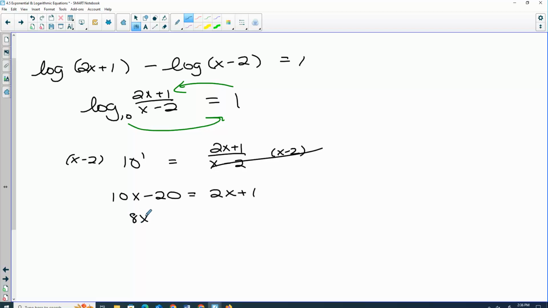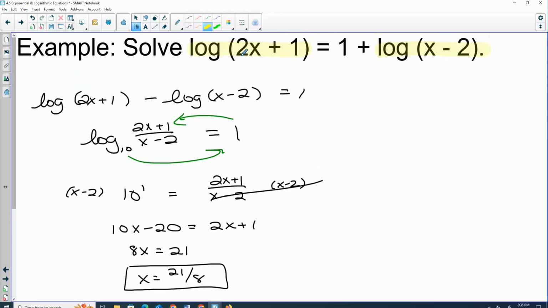Subtract over the 2x, add over the 20, divide, and x is 21 over 8. Check. When we plug that in, my argument's positive. So you can certainly convert that into a decimal if you want. It's like 16.3875. Okay, so when we plug that in, are my arguments positive? Yes. So we're good.